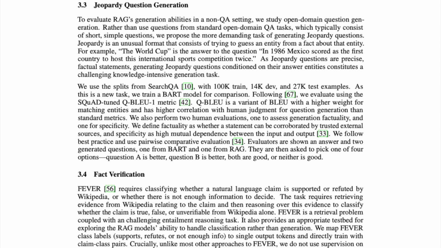We also perform 2 human evaluations, one to assess generation factuality and one for specificity. We define factuality as whether a statement can be corroborated by trusted external sources, and specificity as high mutual dependence between the input and output. We follow best practice and use pairwise comparative evaluation. Evaluators are shown an answer and 2 generated questions, one from BART and one from RAG. They are then asked to pick one of 4 options: question A is better, question B is better, both are good, or neither is good.